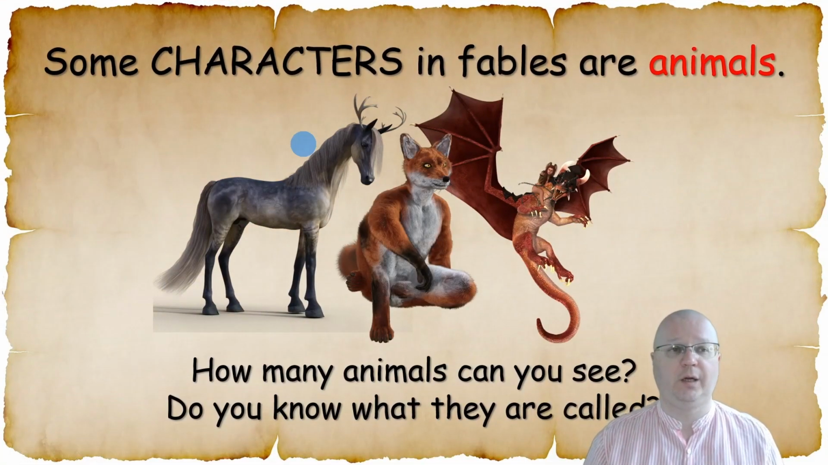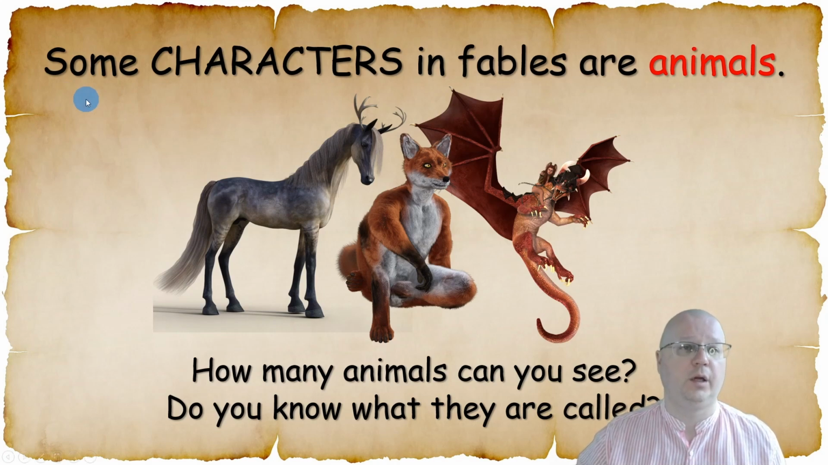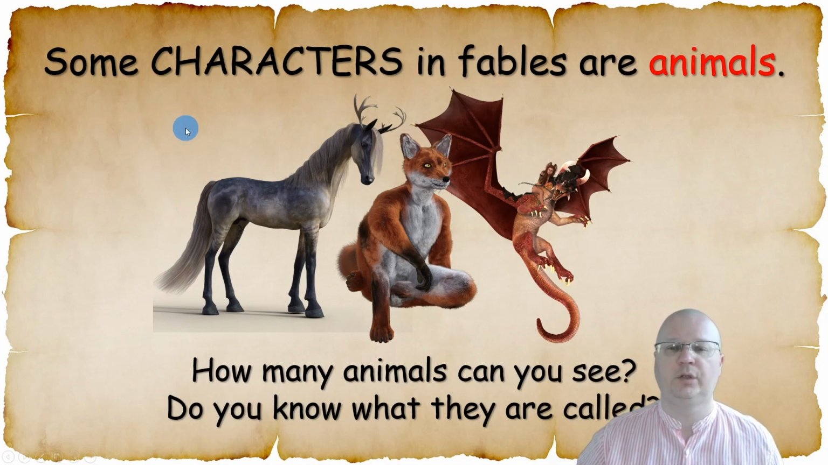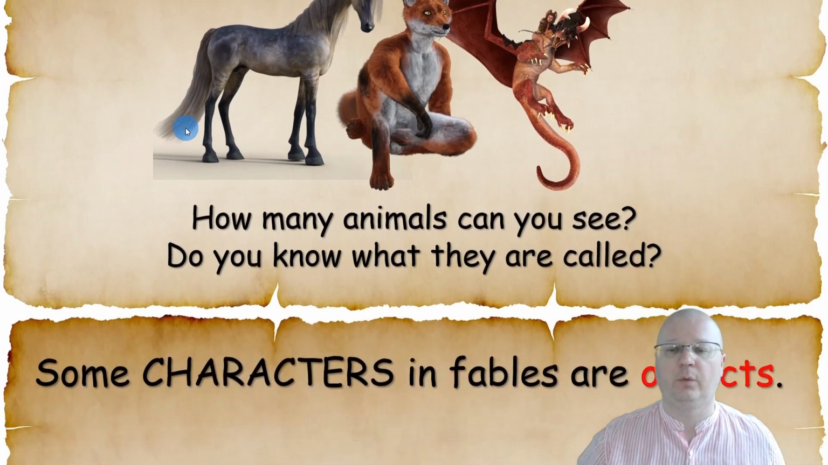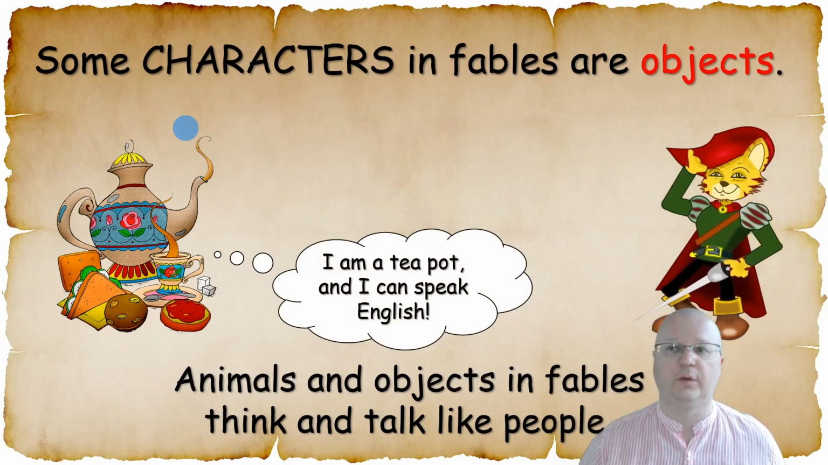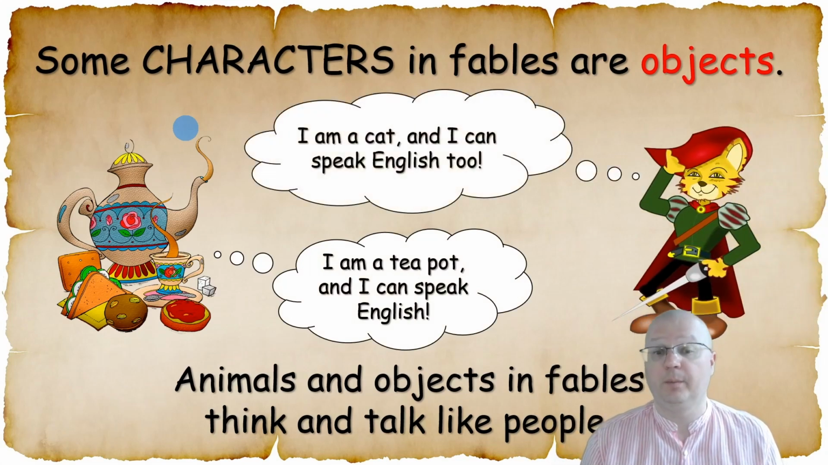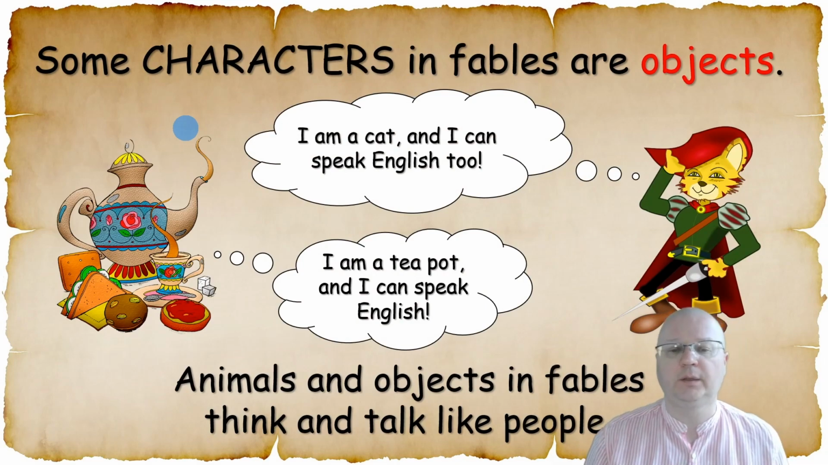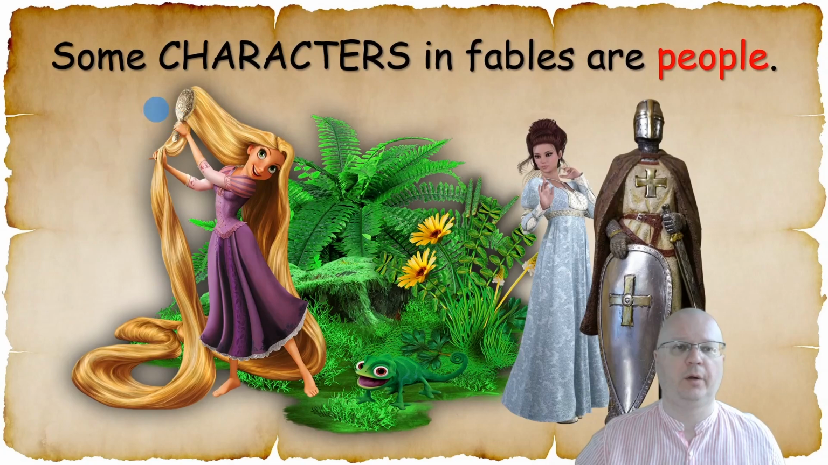And it's going to take you to the slide where you can learn about some characters in Fables. So here you can say that some characters in Fables are animals. How many animals can you see? And do you know what they're called? Some characters in Fables are objects. Animals and objects in Fables think and talk like people. And some characters in Fables are people.